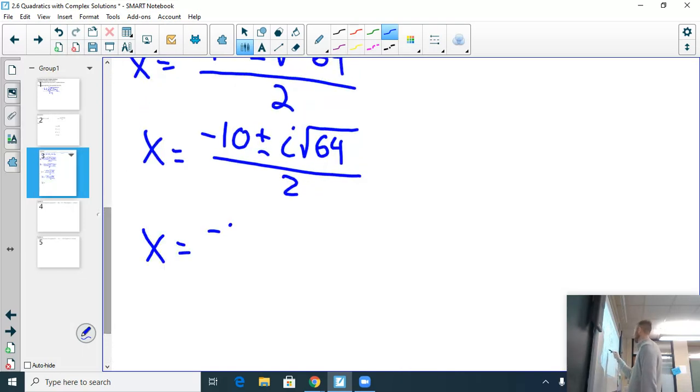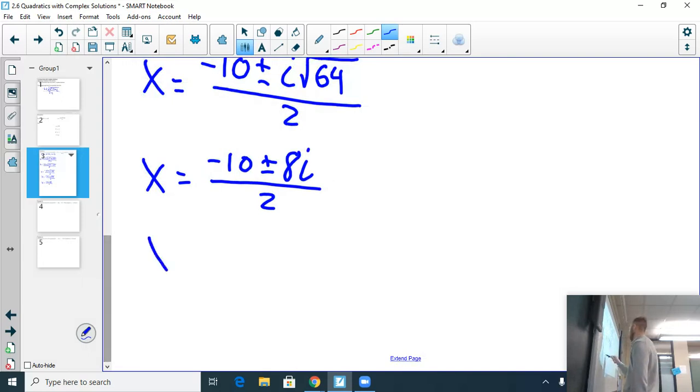And then we have x equals -10 plus or minus the square root of 64, which is 8, so we really have 8i all over 2. And then we can divide both of those things. Then we have negative 10 divided by 2, right, is -5. And then we're going to have plus or minus 8 divided by 2, which is 4i.